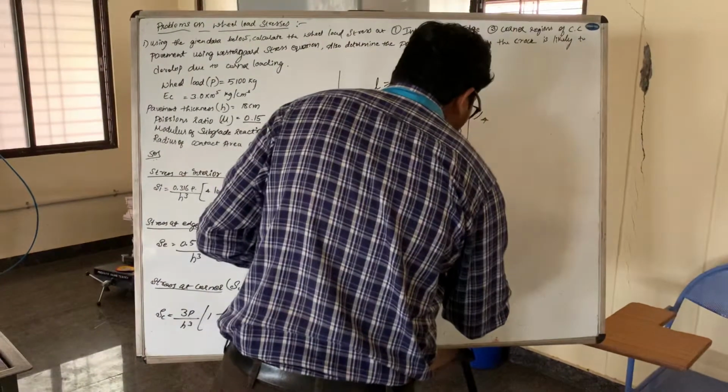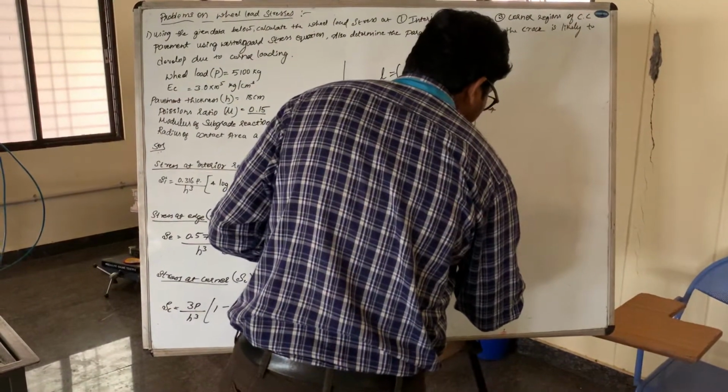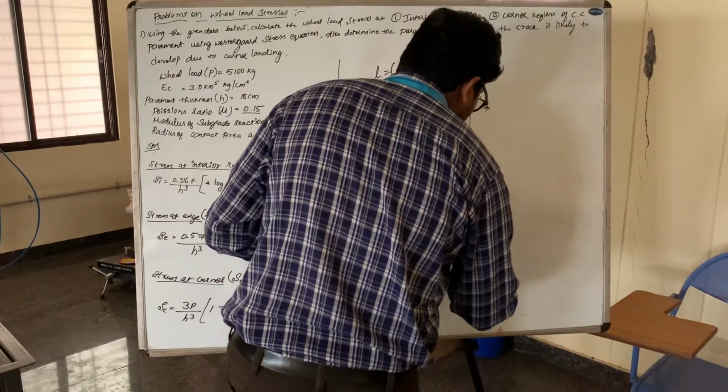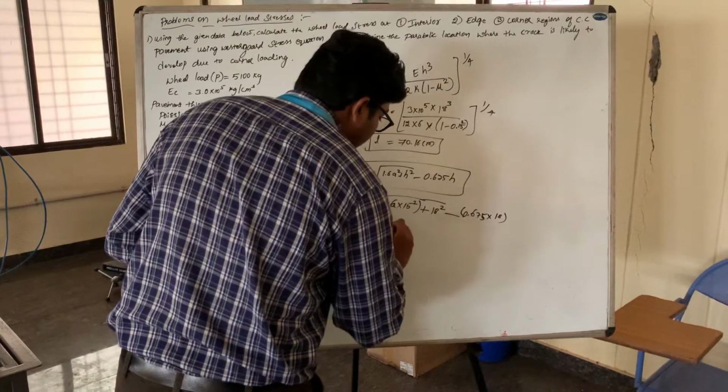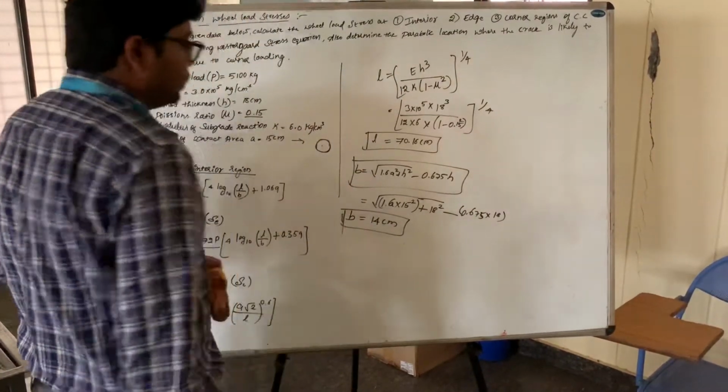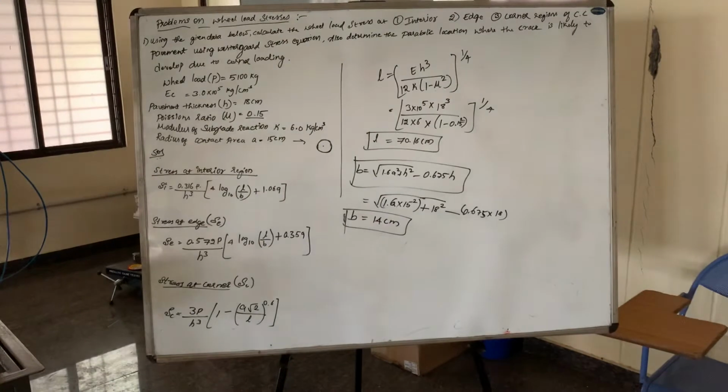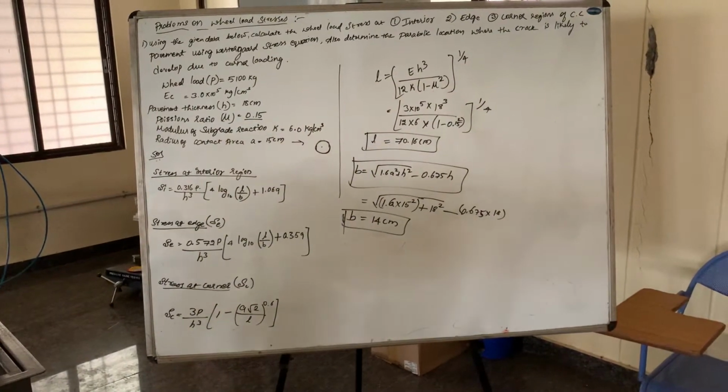Now 0.675 times the H value, which is 18. So finally the value of B will be 14 centimeter. Okay, we got the value of B, that is 14 centimeter.